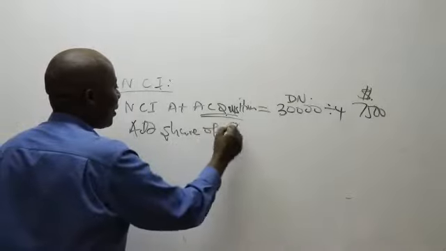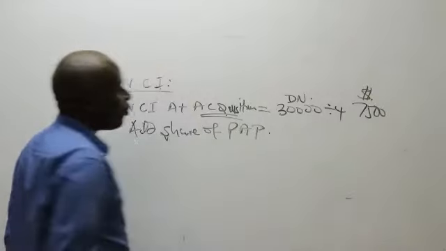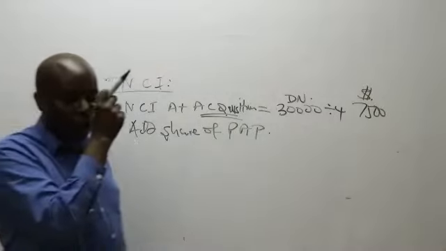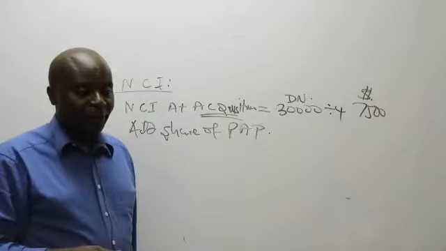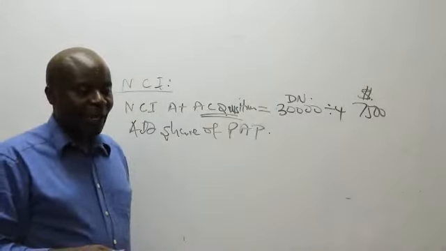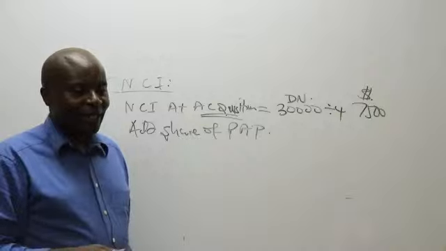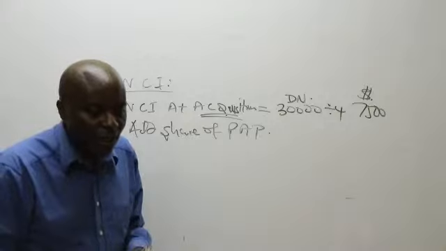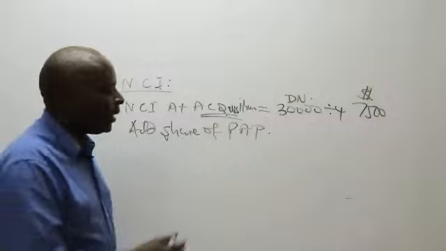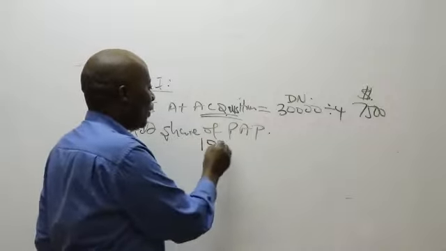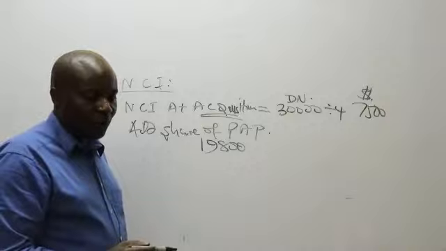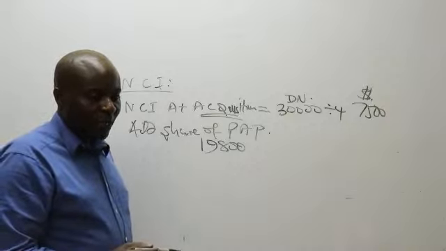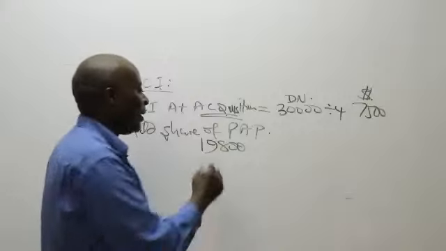Is there somebody who is able to remember the share of POP? 9,300. 19,800 ilikuwa in form of DN, sama ilikuwa in form of dollar. I think DN. So DN, come on DN, no problem.